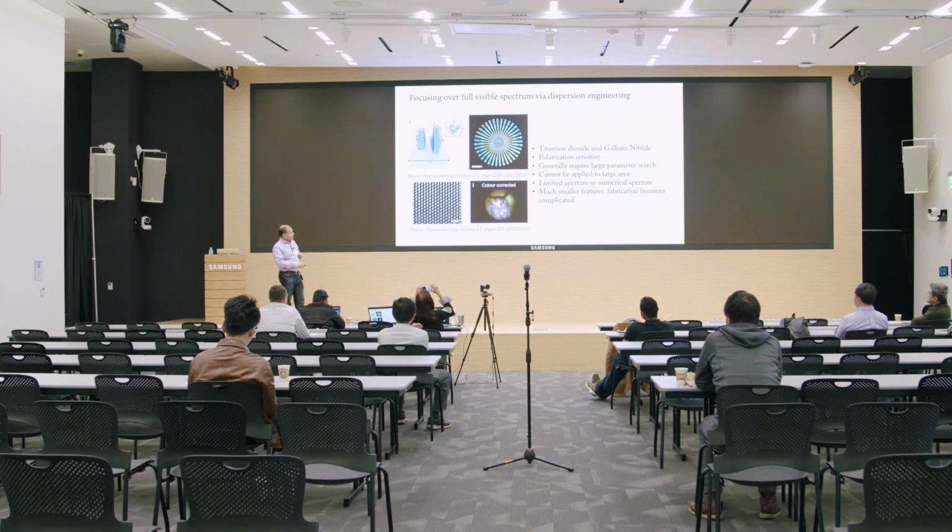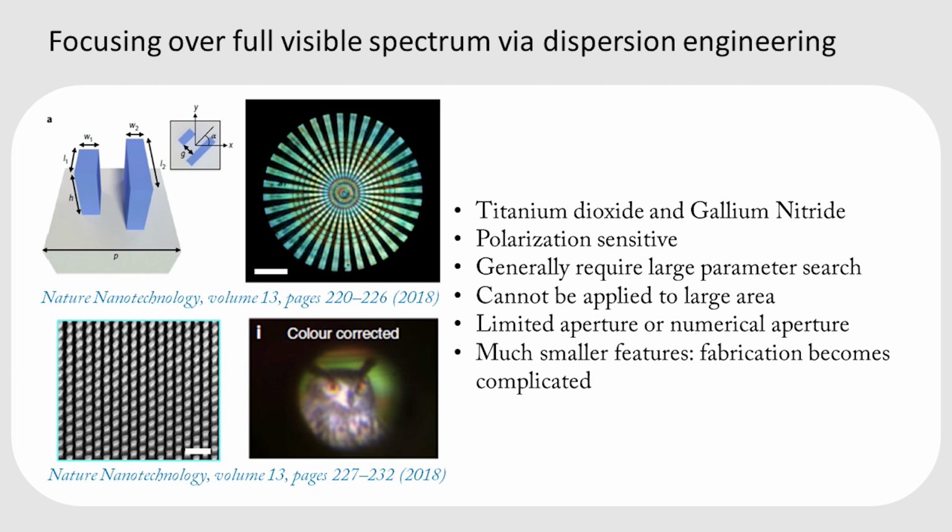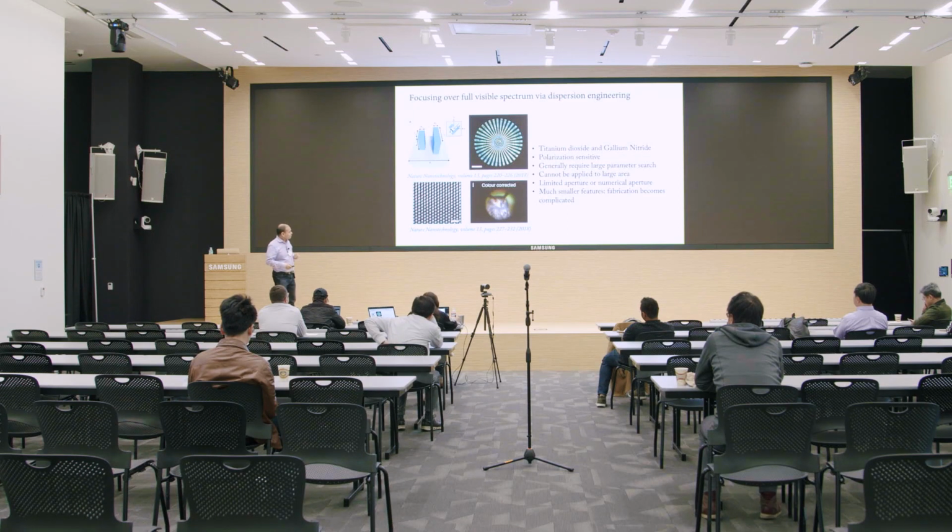But it turns out that you're either limited by the area or numerical aperture in this approach. In fact, there is a fundamental limit that people have shown: if you have a 1 micron thickness and your F number is 2, then the highest bandwidth that you can cover at visible frequency is around 90 nanometers. So you cannot cover the whole range just using this kind of dispersion engineering for a large aperture or large numerical aperture lens. It also requires a very large parameter search. It's also polarization sensitive, as you can see that the scatterers this paper used are rectangular, so X and Y are different.